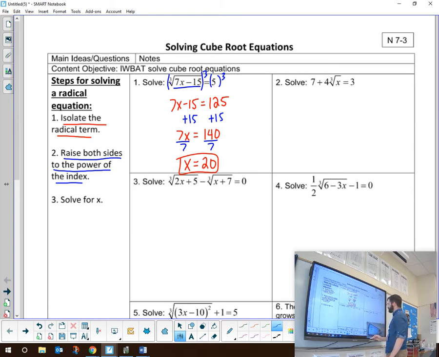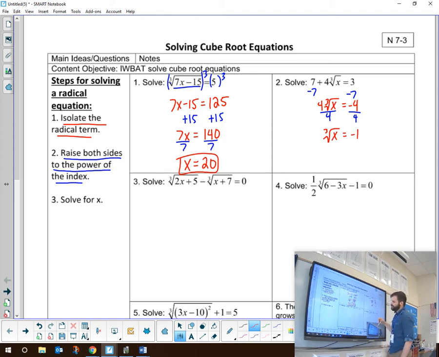So we're going to go through the steps again here. We're going to start off, we're going to minus 7 from both sides. That's going to give me 4 cube roots of x equals 3 minus 7 is negative 4. And then we're going to divide both sides by 4. That's going to give me the cube root of x equals negative 1.